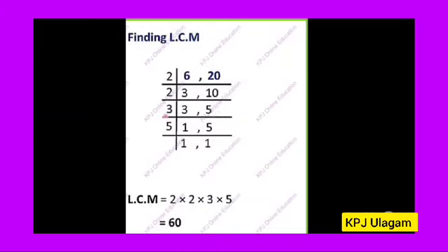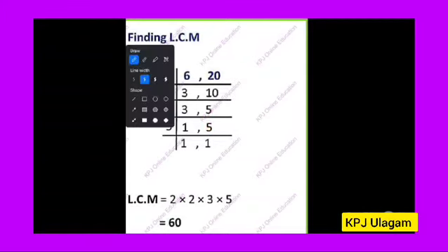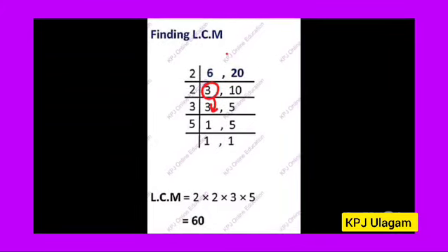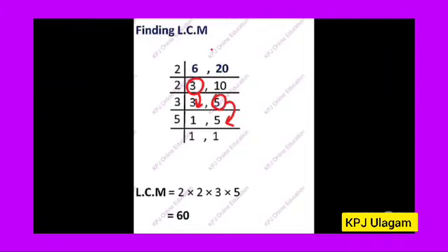Now 3 and 5 are prime numbers. So first, the smallest number is 3. So I am dividing 3 by 3 to get 1. Again 5 cannot be divided by 3, so I am writing the number as such. So 5 was also not divisible by 3, so I wrote the number as such. So I have got 1, 1. Now my LCM is 2 into 2 into 3 into 5. So my answer is 60.